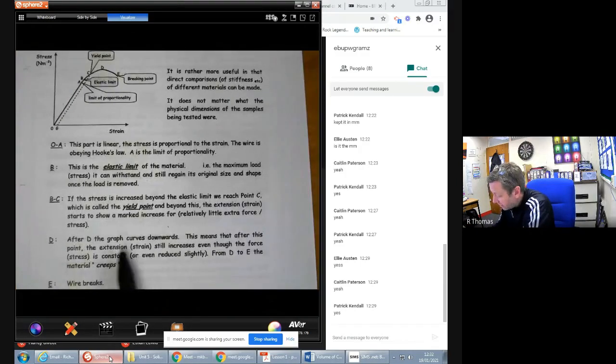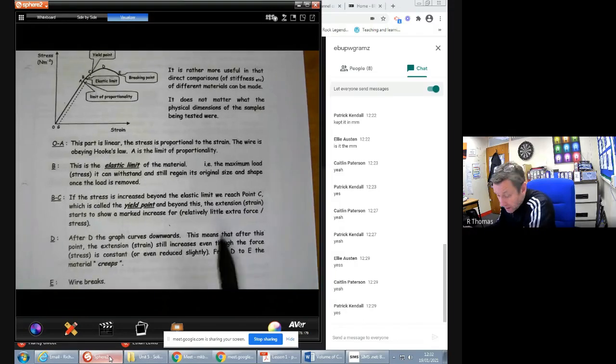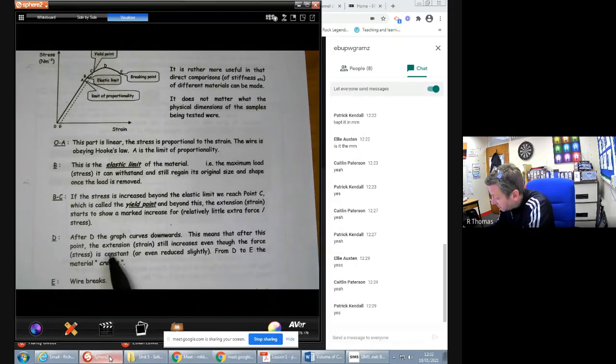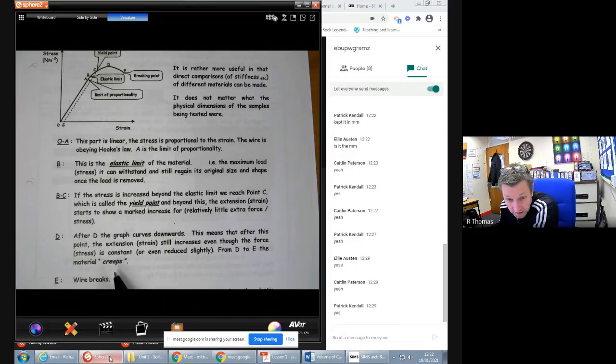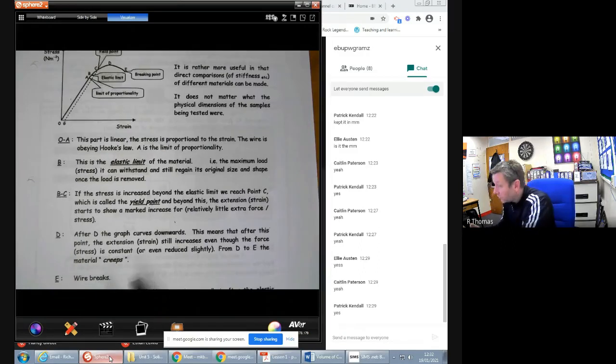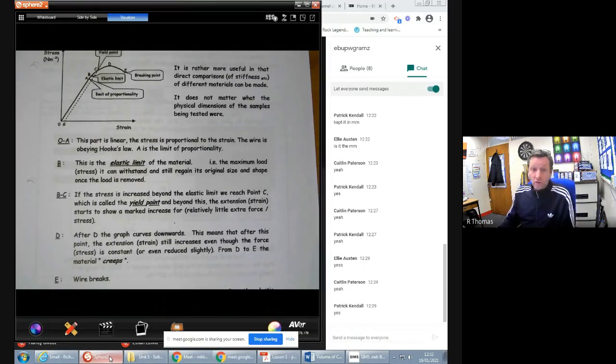After D, the graph curves downwards. This means that after this point, the extension will still increase even though the force is constant. We call this creeping, where the material creeps, okay? So even though I'm not adding any more weight or load, it's actually still stretching a little bit on its own. At E, the wire breaks.